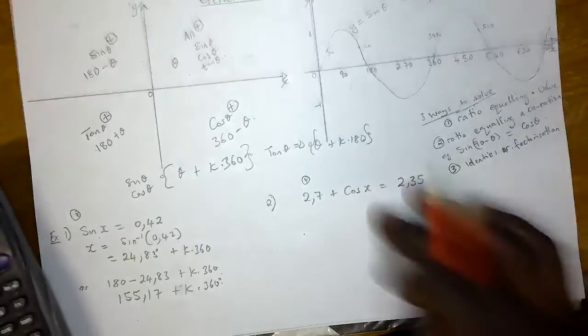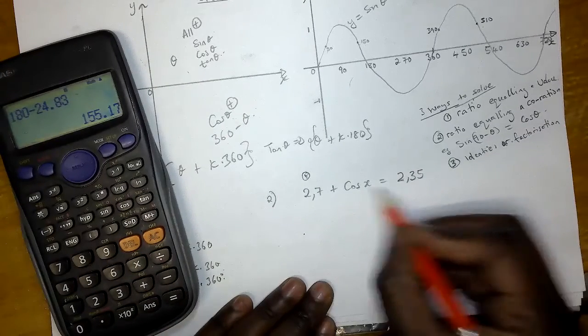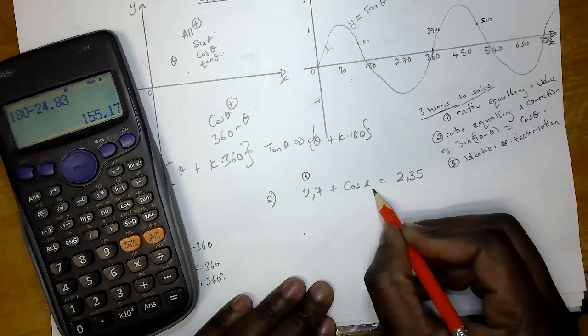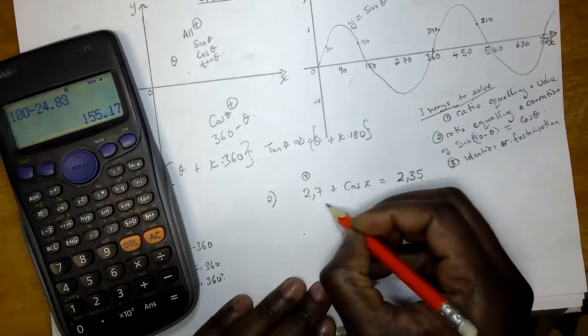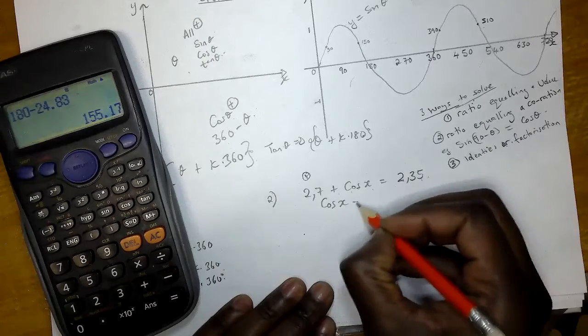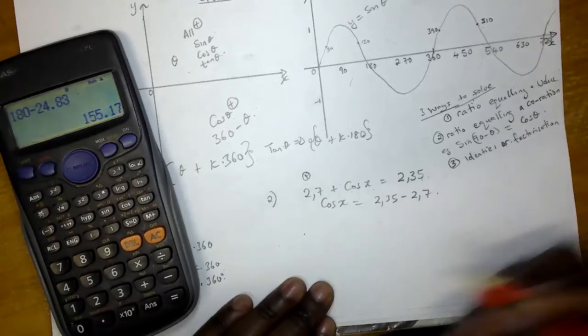Now let's move on to cos and see what we have here. We have cos x plus 2.7 equals 2.35. What do we do first here? We move 2.7 to that side, so cos x is going to be equal to 2.35 minus 2.7. Then what do we do?